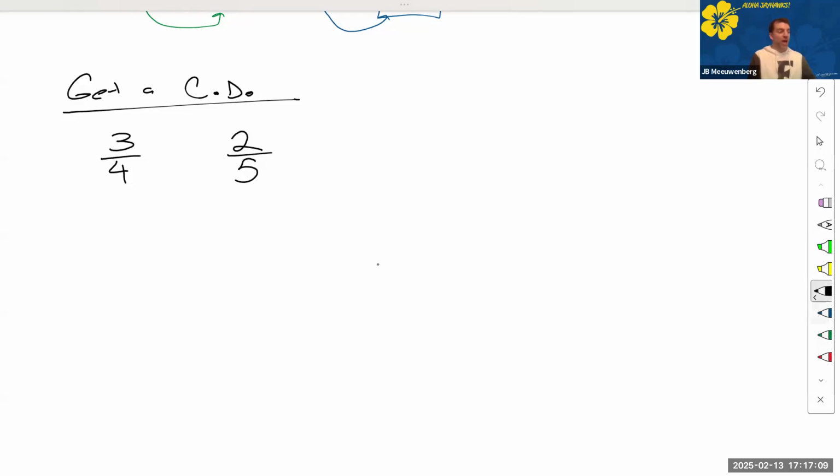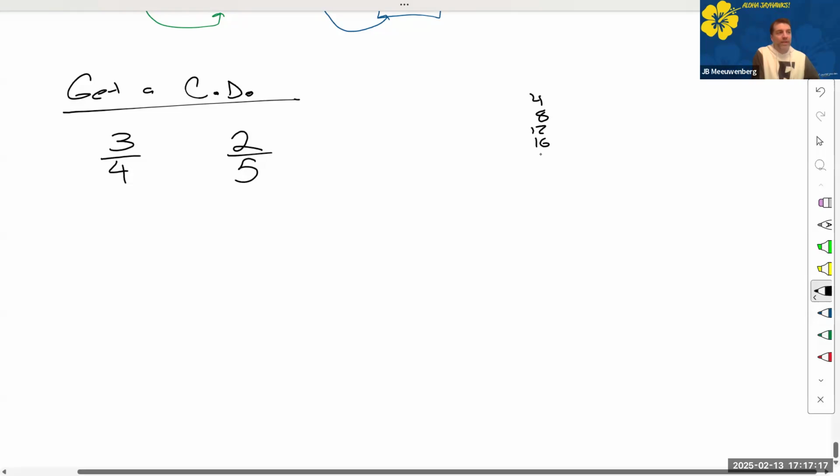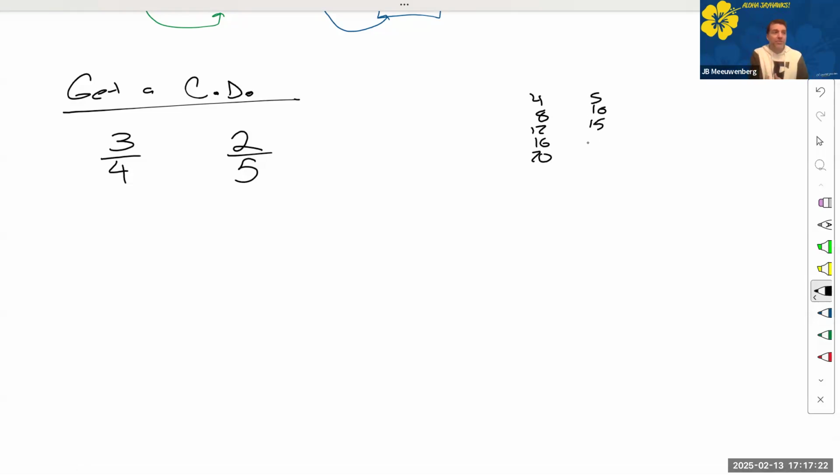What you might have done was look at the 4 and the 5. Maybe you counted by 4s, 4, 8, 12, 16, 20, and you counted by 5s, 5, 10, 15, 20. Notice that 20 is the common denominator, the least common denominator. So that's one way you could have done it.